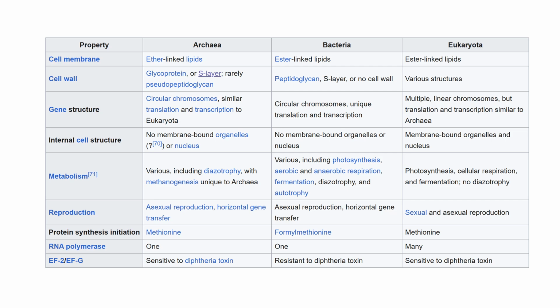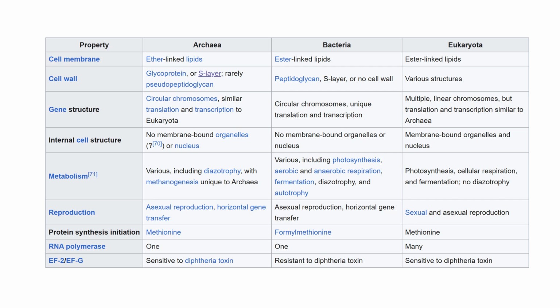Reproduction, one point that we just talked about before was the production of endospores. So endospores are not there in archaebacteria. That is not mentioned on this slide, but you can mention it, that archaebacteria do not use endospores for reproductive purposes, but bacteria do, and eukaryotes use sexual and asexual reproduction. Horizontal gene transfer is again characteristic of these two, the archaebacteria and eubacteria.